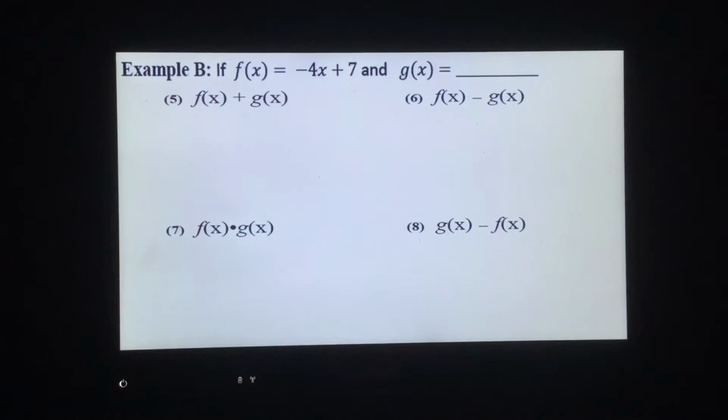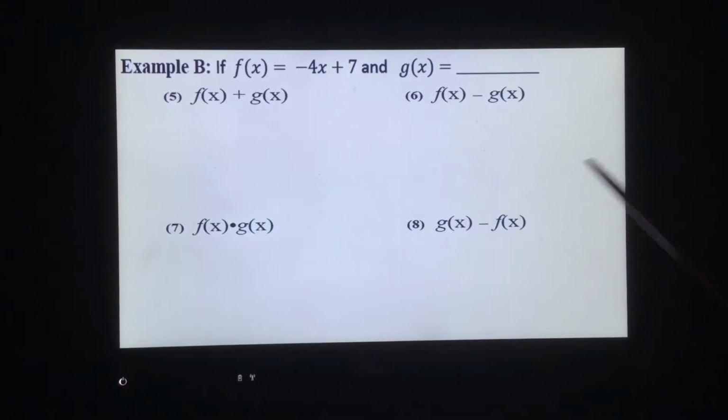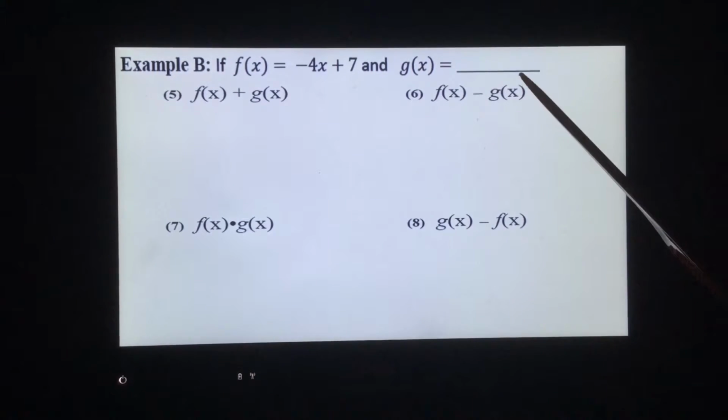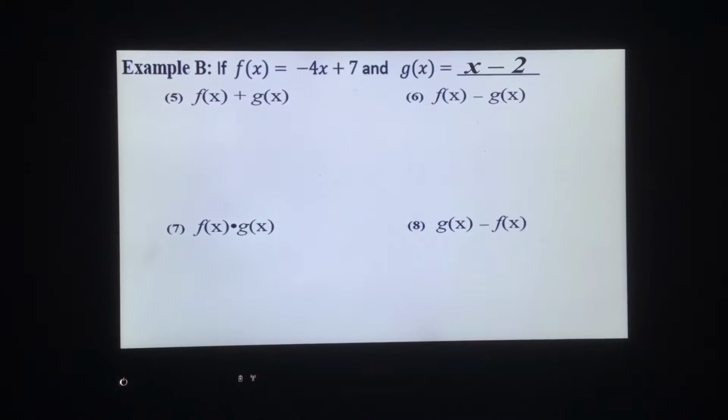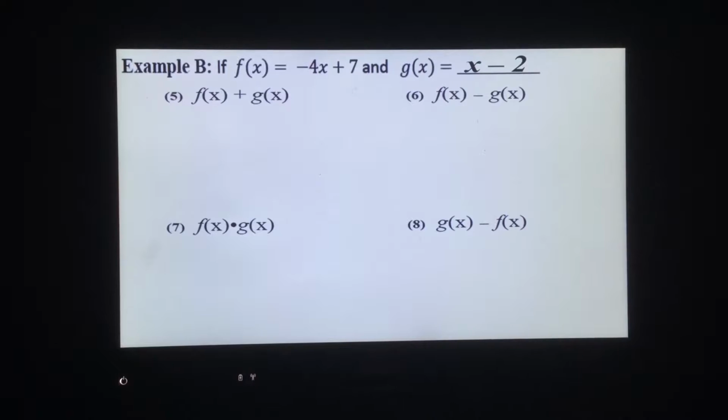All right, so let's take a look at number 5. Number 5 is just like number 1. So go ahead and add these functions together. Oh, I'm sorry, you can't add them together because you don't know what g of x is. Go ahead and put g of x in there. G of x is x minus 2. Now you can go ahead and do these problems starting with number 5. So you got to add f of x plus g of x. Go ahead and do that right now.